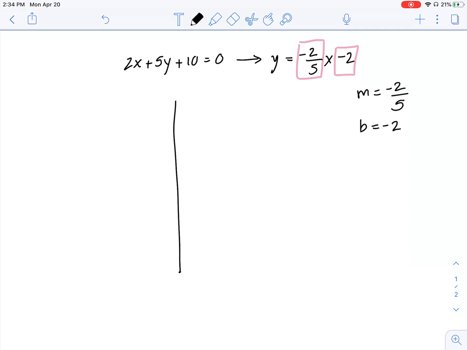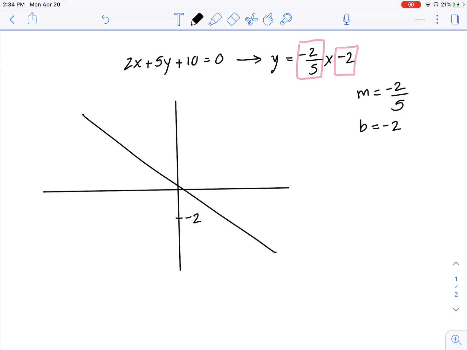Now knowing this information, I can graph the line, and I'm going to plot -2 down here as the y-intercept. I can see that m is negative, meaning the line is going to go in this direction rather than this direction. This would be a positive slope, and this is a negative slope. So I'm going to draw a negative slope straight line passing through the y-intercept like that.